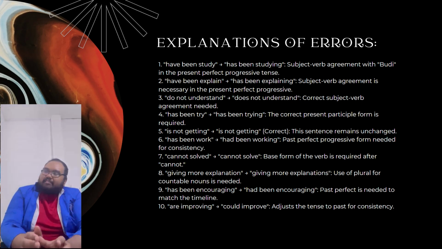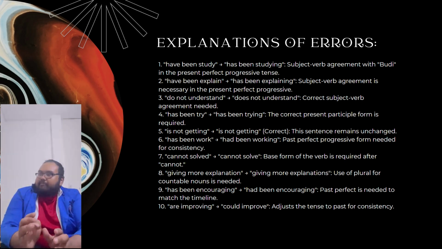Fourth one is "has been tried," turn into "has been trying." The correct present participle form is required. Number 5 is "not getting." That one is correct. This sentence remains unchanged. Number 6, "has been worked," turn into "had been working." Past perfect progressive form needed for consistency.